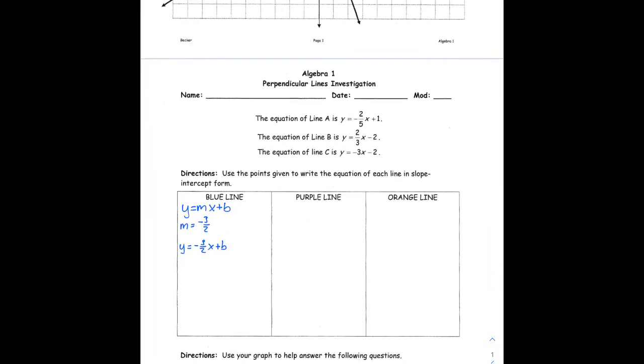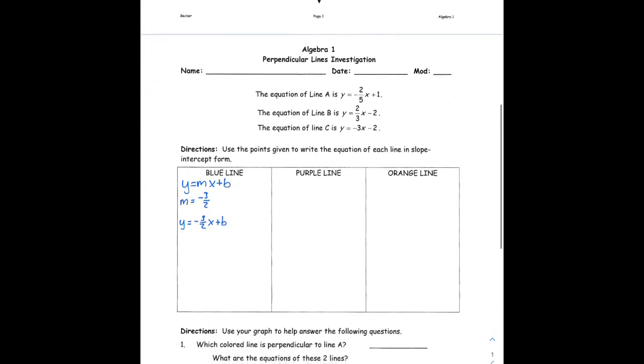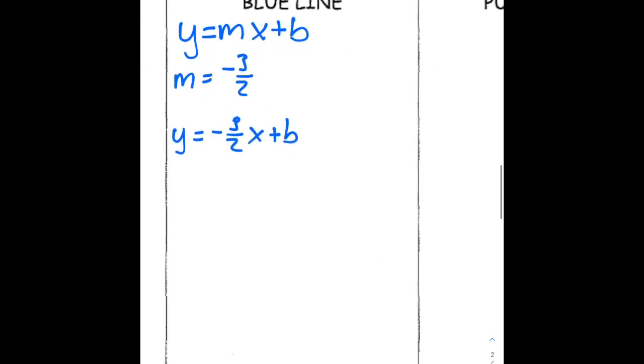And again, just grabbing a point. If there's a 0, I like to use 0 in one of the points. So I'll plug in 0 for x and 2 for y. 2 equals negative 3 over 2 x times 0 plus b. Hey, when you multiply by 0, it cancels. So our y-intercept is 2. So the equation of the line is y equals negative 3 over 2 x plus 2.